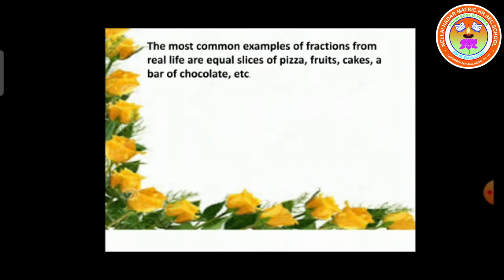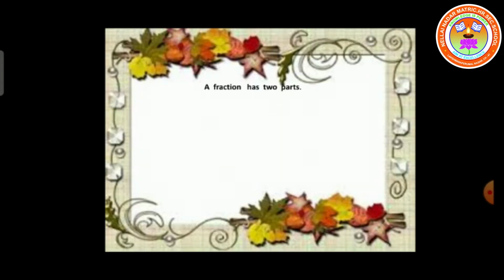Yes. The most common examples of fractions from real life are equal slices of pizza, fruits, cakes, bars of chocolate, etc. Right? Then a fraction has two important things. What are they? First one is numerator. Second one is denominator. The numerator and denominator are used to represent the fraction.